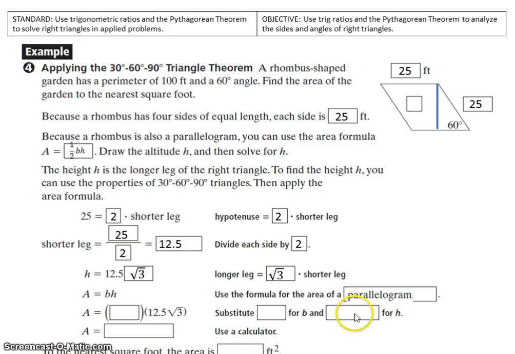Now, I use the formula for the area of a parallelogram. That is 1/2 base times height. The height's 12.5. The base was radical 3. And so I get 10.83. And to the nearest square foot, it is 11 square feet. 11 square feet is your final answer.